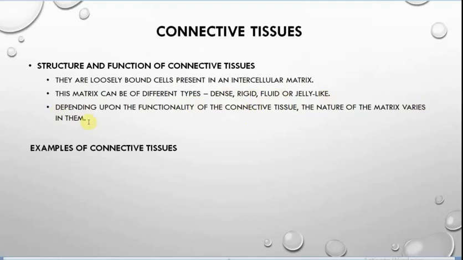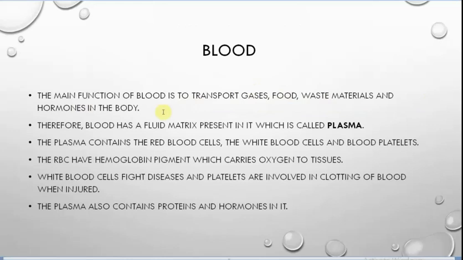Let us see the examples of connective tissue. We will start with blood. Blood is an example of connective tissue. What is the main function of the blood? The main function of the blood is to transport gases, food, waste material, and hormones in our body.